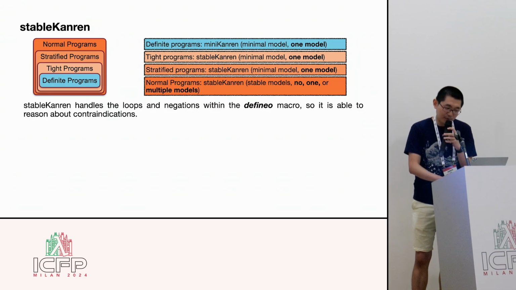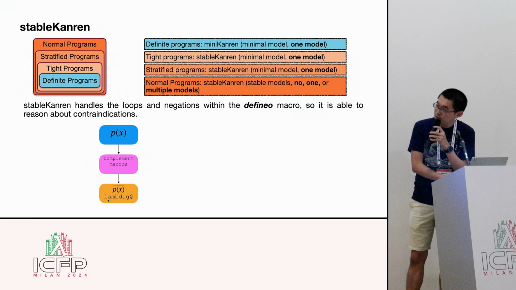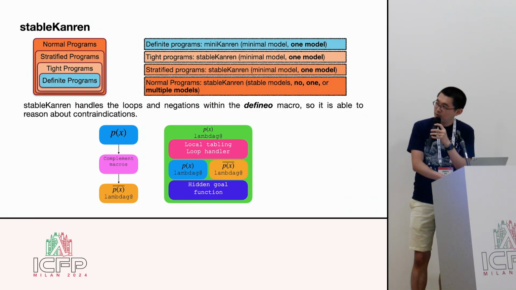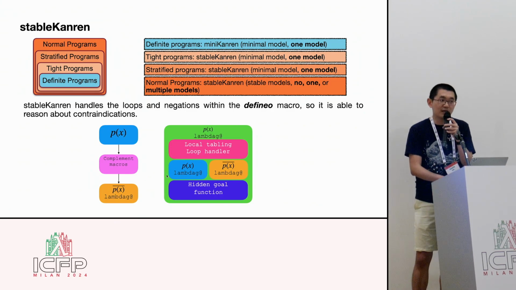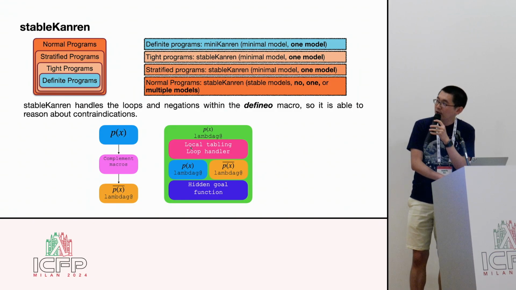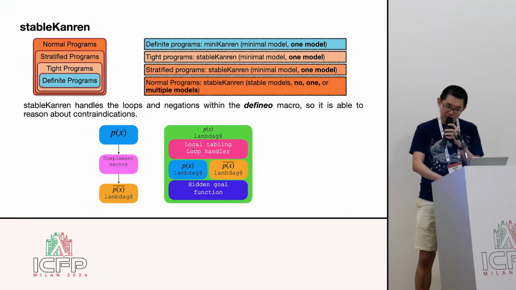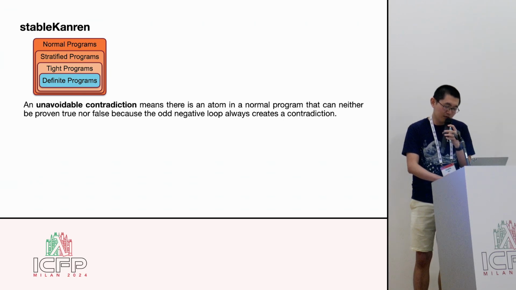So basically, what stableKanren does is, okay, we have a positive goal. All the internal macros complement it to generate its negative counterpart. Then in defineo, it just wraps these two, positive and negative goals, under the same goal. Okay, with some other extra handling, like all the details we need to handle, all the negative loops or even loops, loop handling. It's just that the handling for this hierarchy is very coarse right now.